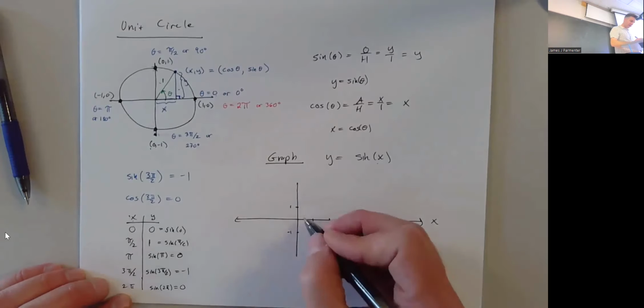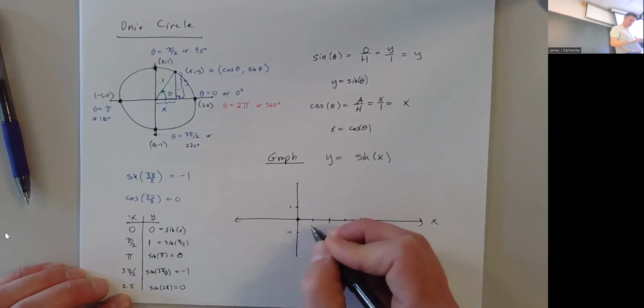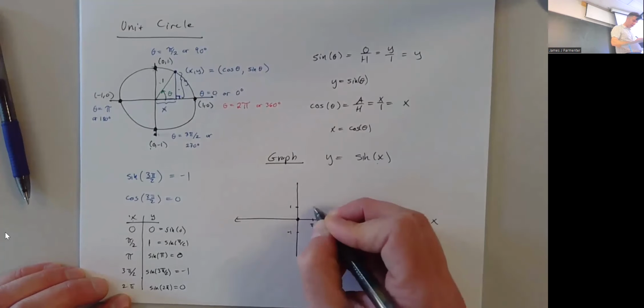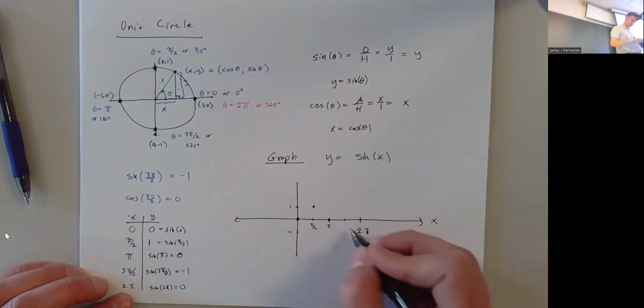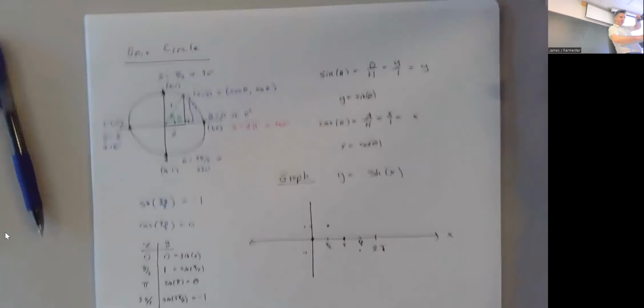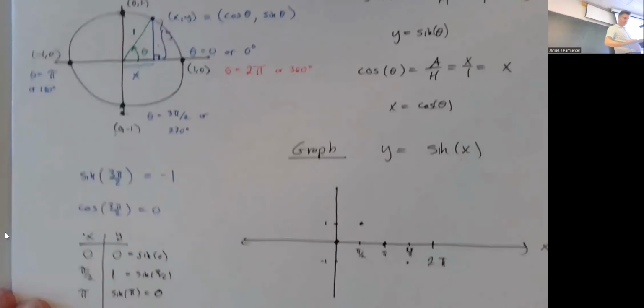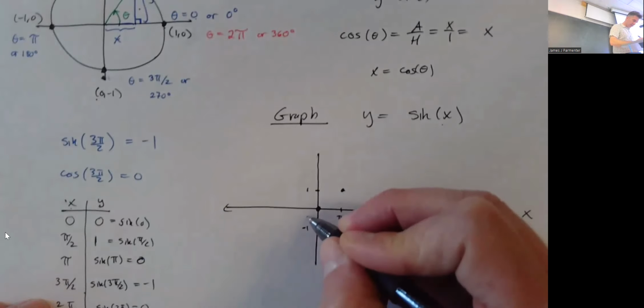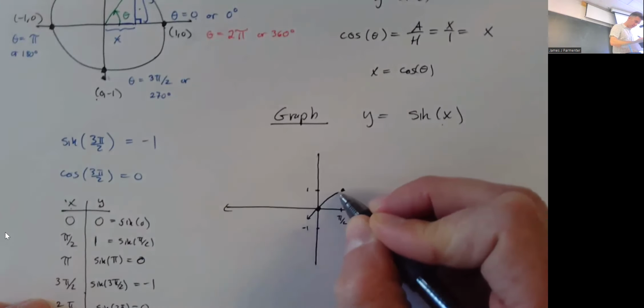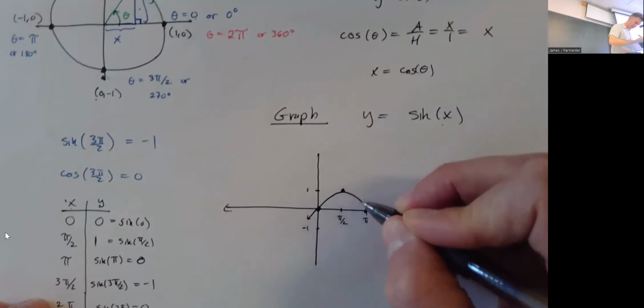So sine of 0 was 0. Sine of pi over 2 is 1. Sine of pi is 0. Sine of 3 pi over 2 is -1. Let me zoom in so you can see that better. And finally, sine of 2 pi is back to 0. So here is one period of my sine graph.